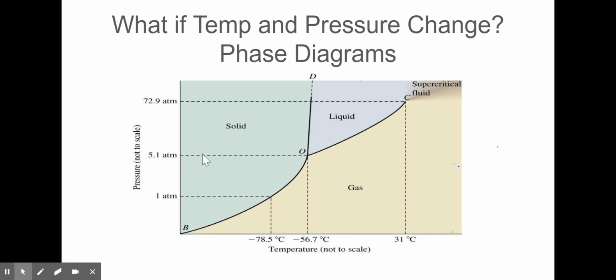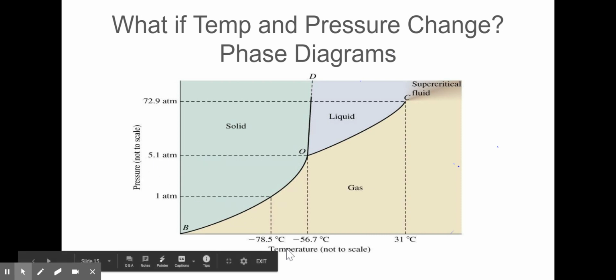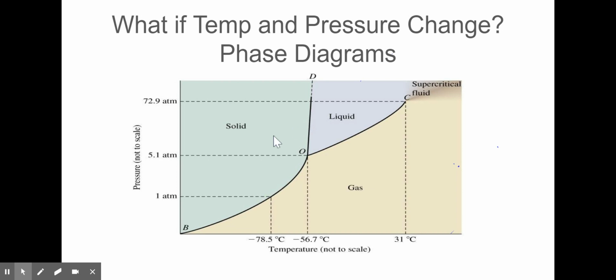So from this diagram, this is what happens when we change the pressure and temperature at the same time. On the dark lines, that's where you have both phases present as you transition from one phase to another. At this point right here, it's called the triple point, which is where all three phases are present.